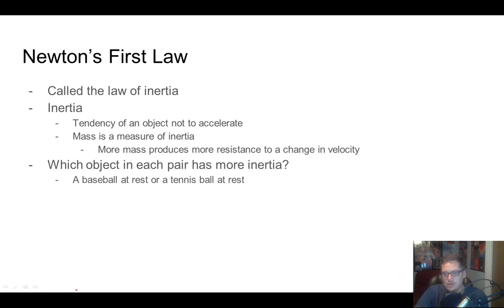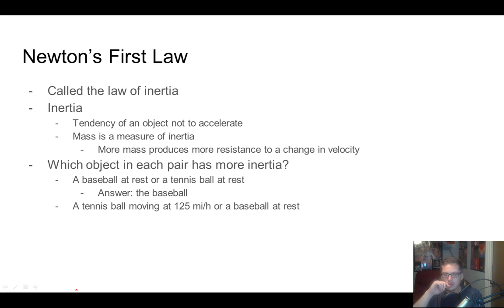Which one of these two has more inertia, a baseball or a tennis ball? Well, remember we can use the idea of mass to identify inertia. So which one has more inertia, a baseball or a tennis ball? A baseball is more massive, so therefore it has to have more inertia, so it's got to be the baseball.